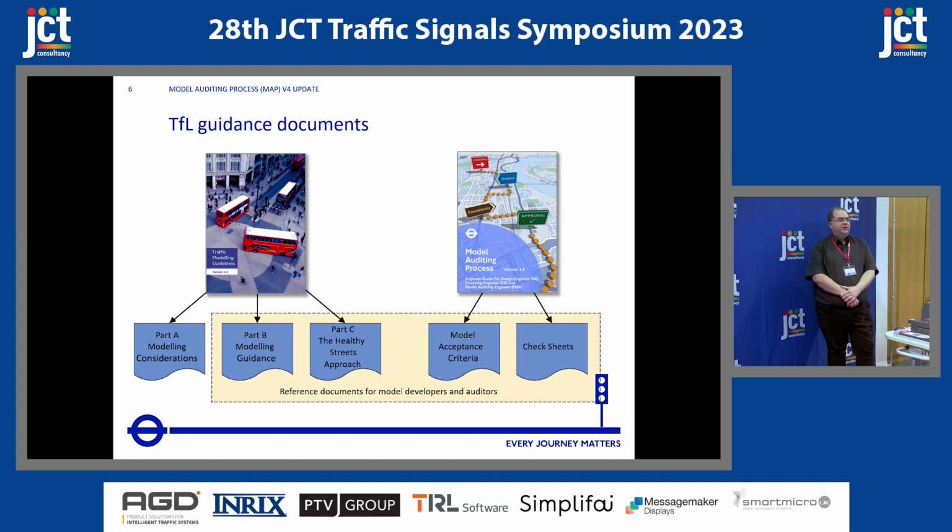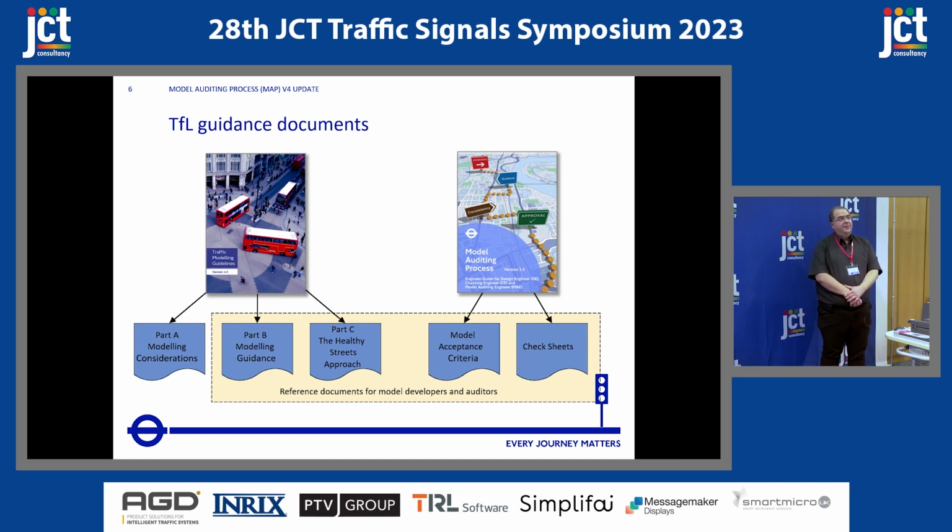In essence, the model auditing process defines the standards that are expected of operational traffic models submitted to TfL, and also provides a means for us to verify that models meet the standards we published. And the traffic modelling guidelines provide advice and guidance on tried and tested approaches to help traffic models be developed to those standards.